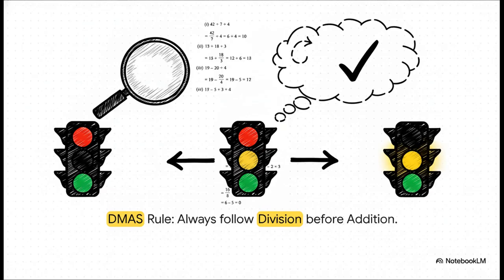Now, without any rules, you might be super tempted to just add that 7 and 4 together right off the bat. But DMAS acts as a red light for addition. You literally cannot go until division gets the green light. So we handle that division step first, turning 42 divided by 7 into a nice, neat 6. And then, only after the division intersection is totally clear, do we move down the road to addition. 6 plus 4 gets us exactly to our perfectly correct answer of 10. You've always got to follow the traffic lights.